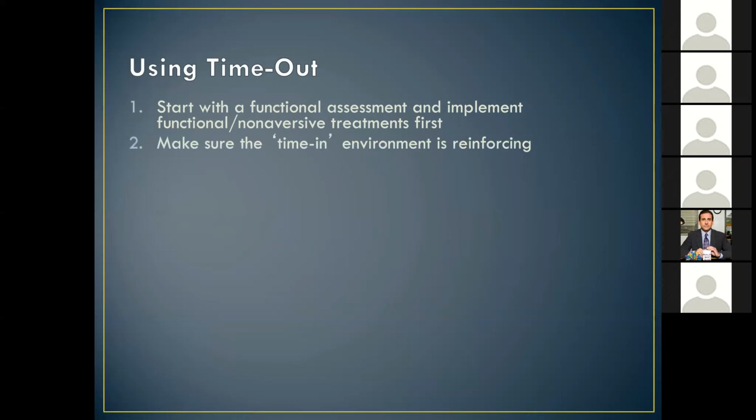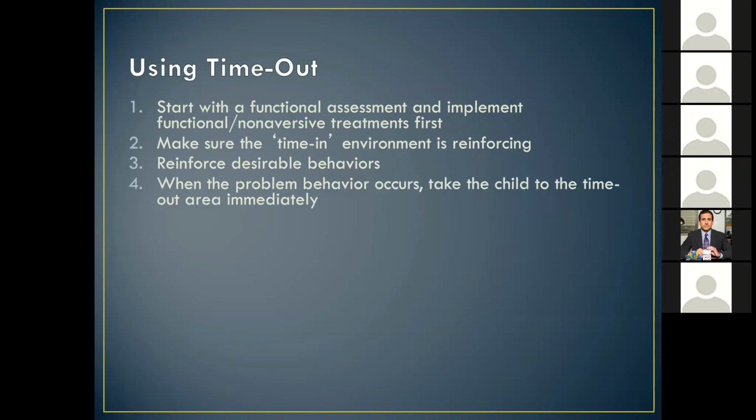If those procedures have not been effective and for some reason you have to resort to timeout, maybe because you need the behavior to be reduced more rapidly, then you need to make sure that you're removing the individual from an environment that is reinforcing. So the timing environment must be reinforcing. Desirable behaviors also need to be reinforced. So even if you are using timeout, you would want to use some differential reinforcement procedures. So you would want to reinforce appropriate behaviors when they do occur. When the problem behavior does occur, you want to take the child or whoever it is to the timeout area, again, immediately, right?